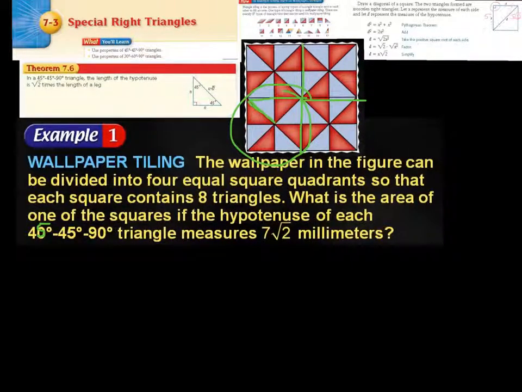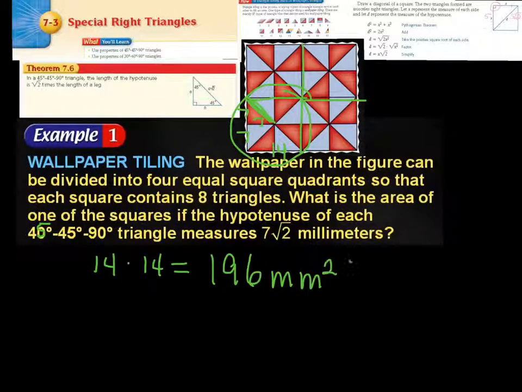Okay, if this is 7 square root of 2, then the legs each have to be 7. And if that is 7, then this is 7. So the whole side of the square would be 7 plus 7, or 14. And the other side would also be 14. Area of a square is side squared, so 14 times 14 is 196. And my units were millimeters, and I'm finding area, so it's going to be millimeters squared.